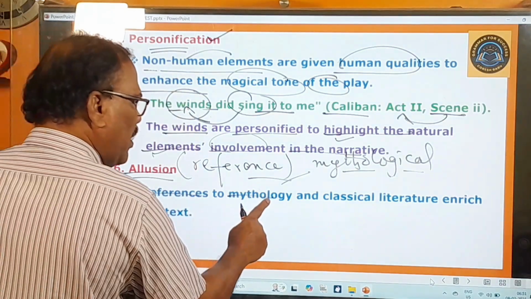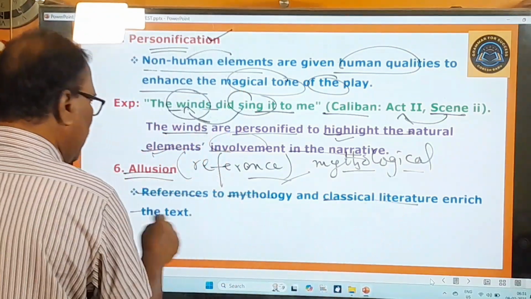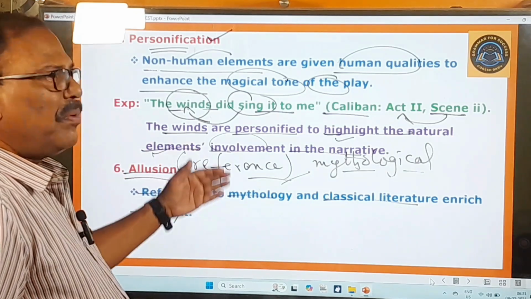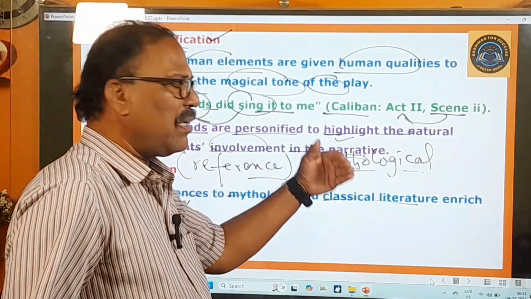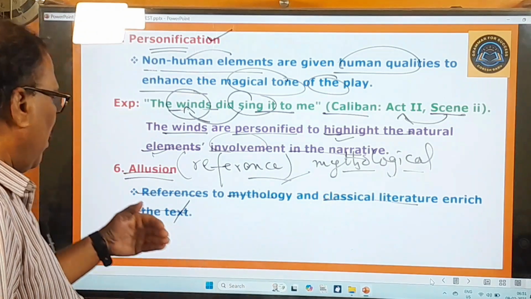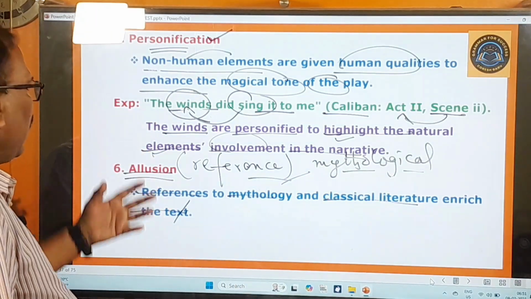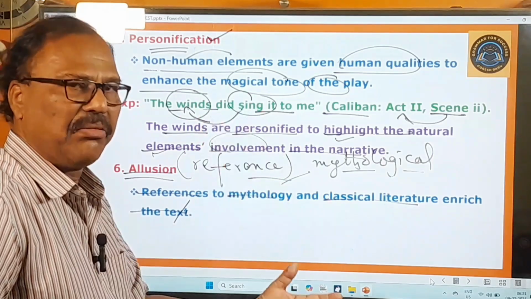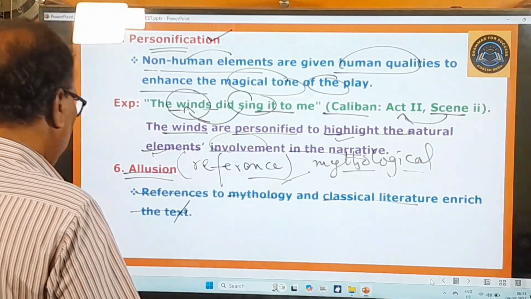References to mythology and classical literature enrich the text. So in this drama, some reference is given to mythology and other classical literatures. Okay, and that's why, in order to enrich the text, in order to give beauty to the narrative and all that. And here one example is given.